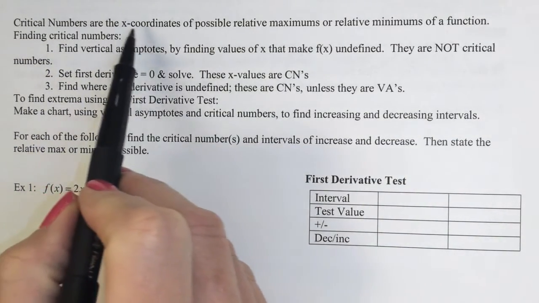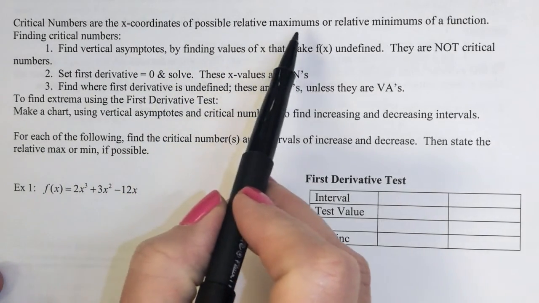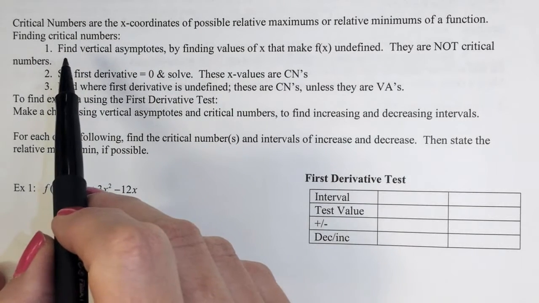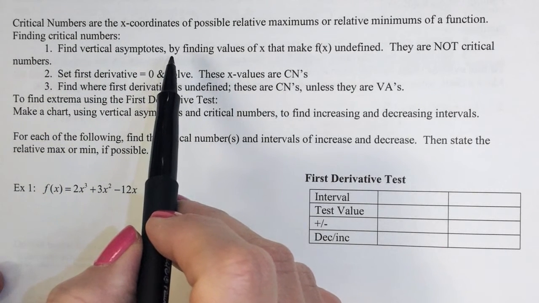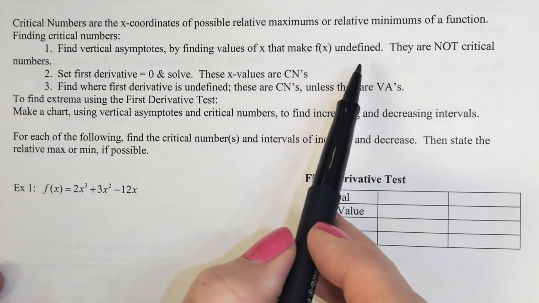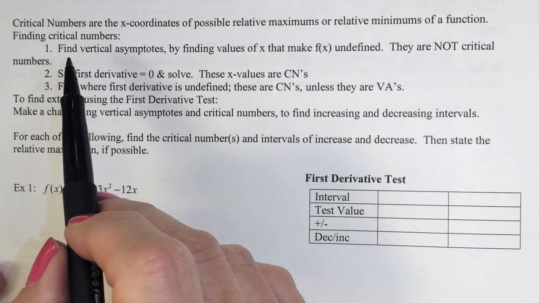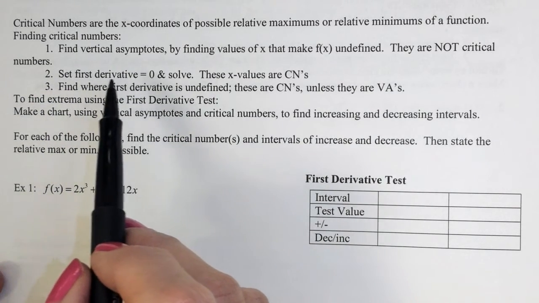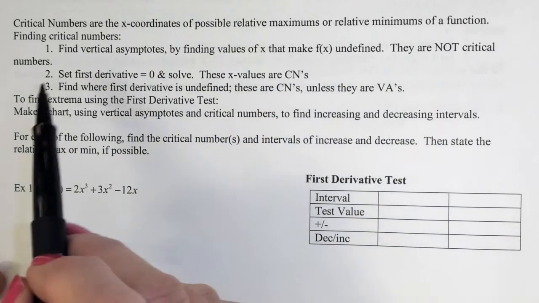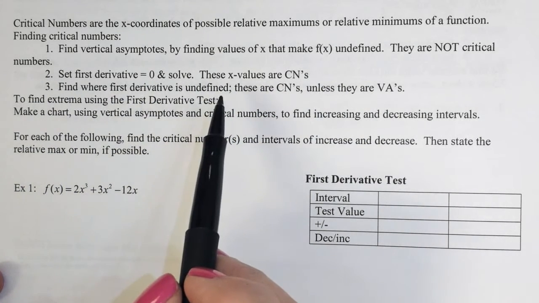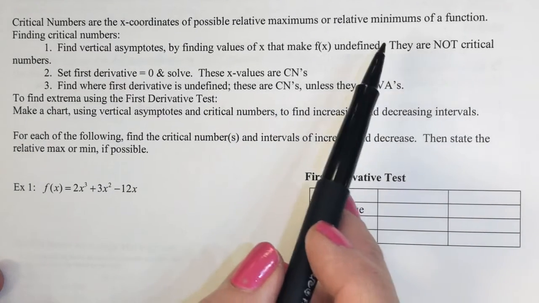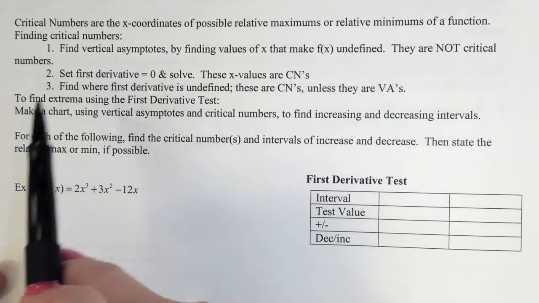Remember that critical numbers are the x-coordinates of possible relative maxes or relative minimums of a function. To find critical numbers, first of all, we have to find vertical asymptotes, if there are any. To find vertical asymptotes, we find the values of x that make the function undefined. These cannot be critical numbers. Number 2, set the first derivative equal to 0 and solve. These x values are critical numbers, CNs. Find where the first derivative is undefined. These are going to be critical numbers, unless they're vertical asymptotes. If they're vertical asymptotes, they are not critical numbers.